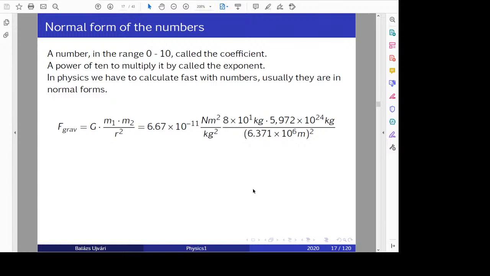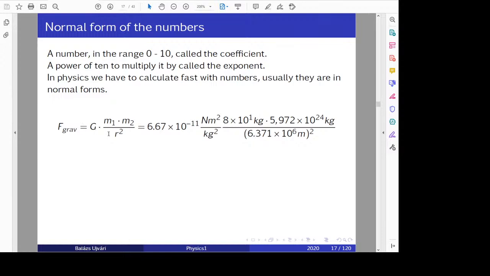What is the normal form? The normal form is a number in the range of 0 to 1. Oh, it's 1 to 10. Sorry, technically it's 1 to 10 minus something. This is the coefficient. I will check it. And the rest is expressed by 10 to something.